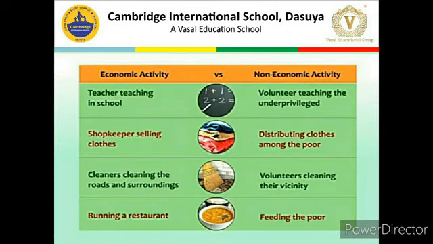Now, this is the slide which includes different examples of economic activities versus non-economic activities. You have a moment to go through the examples written in the slide.